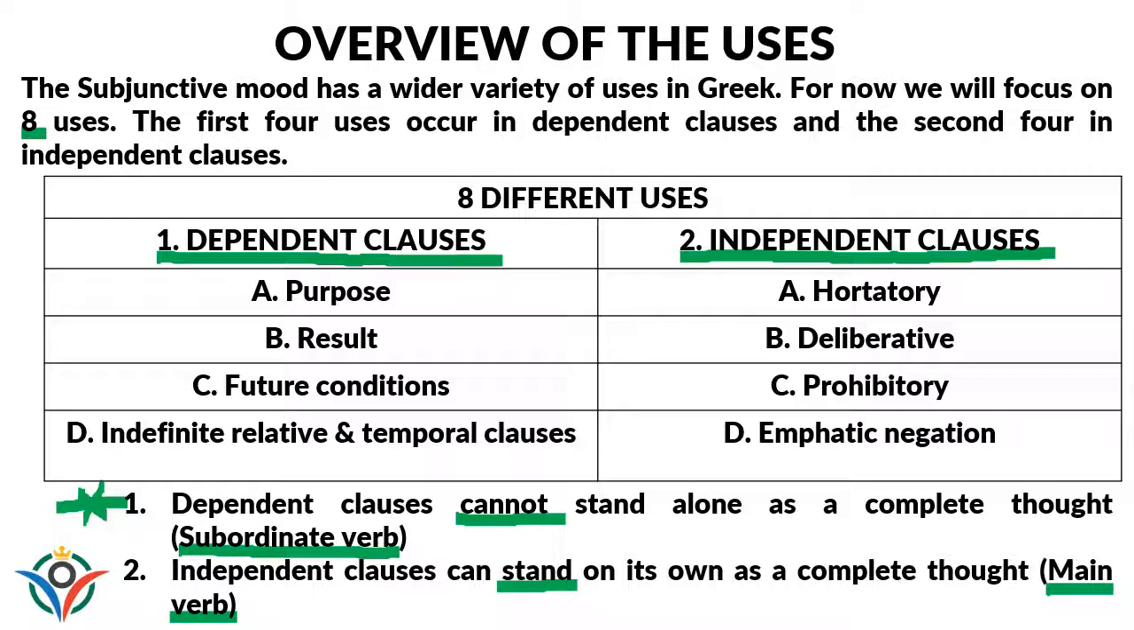Regarding dependent clauses, we have 4 uses: purpose, result, future conditions, and indefinite, relative, and temporal clauses. And then regarding the independent clauses, we have 4 uses: hortatory, deliberative, prohibitory, and emphatic negation. So let's begin with the dependent clauses and work our way through each of the uses separately.